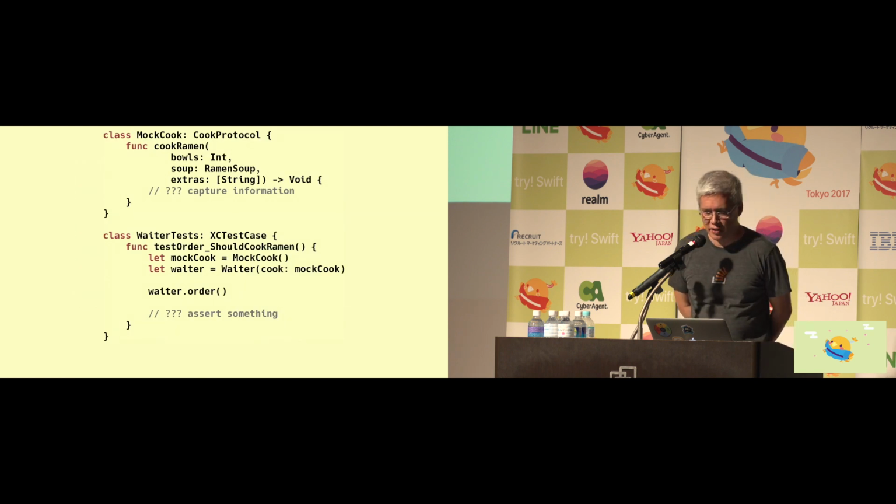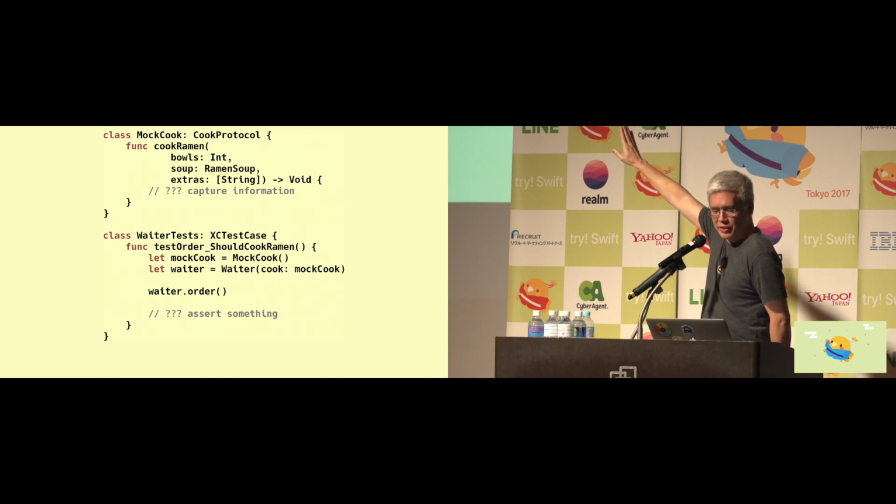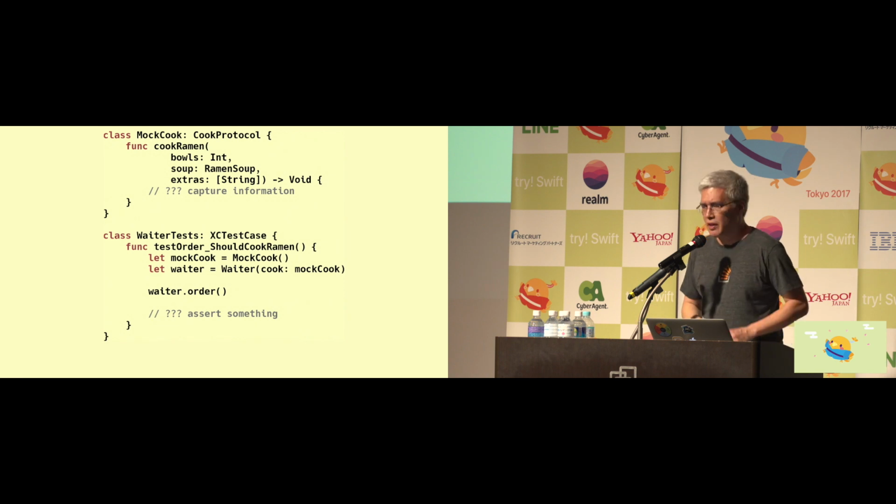On the test side, what we do is create a mock cook. Its implementation of the cook ramen method doesn't do any cooking. Instead, its job is to capture information about how it was called. This is the important job of a mock object, to record the messages it receives.